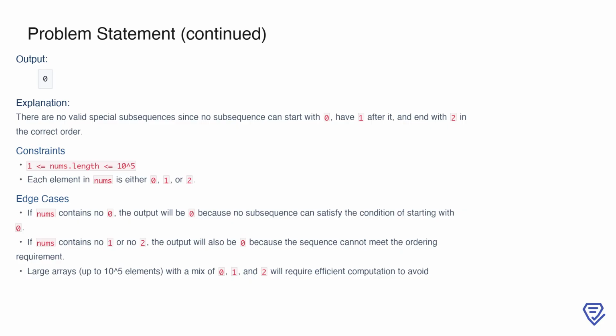As we wrap up the problem statement, keep in mind the constraints. The string length can go up to 100,000, so any solution must be efficient. Also, remember that substrings must be contiguous, and edge cases like strings with a single character or repeated characters should be carefully considered when designing your solution.